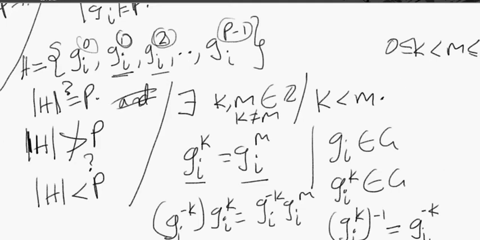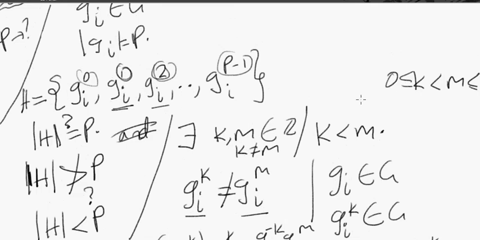Is that what we're saying? Are we saying that if k does not equal m, then g sub i to the k can never equal g sub i to the m? Right? If that is true, what are we saying really? Are we saying that every element in this set H, g sub i to the 0, g sub i to the 1, g sub i to the 2, up to g sub i to the p minus 1, are distinct?